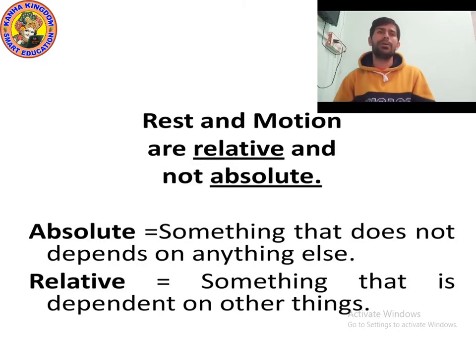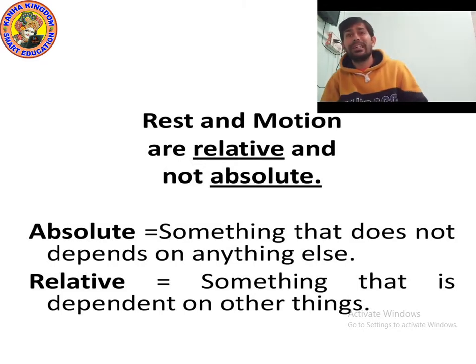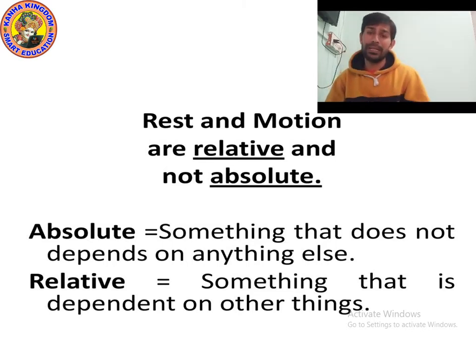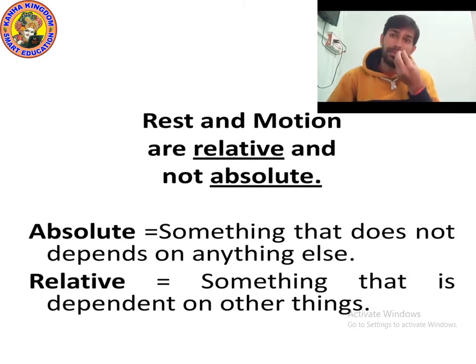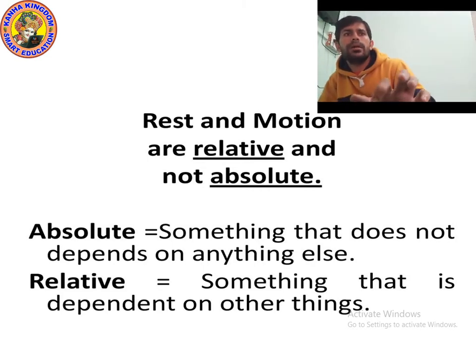And what is the meaning of absolute? Absolute means something that does not depend on anything else. That's why we can say rest and motion are not absolute, because rest and motion are relative. Why are rest and motion relative? Because they depend on other things. I hope you understood the meaning of absolute and relative.